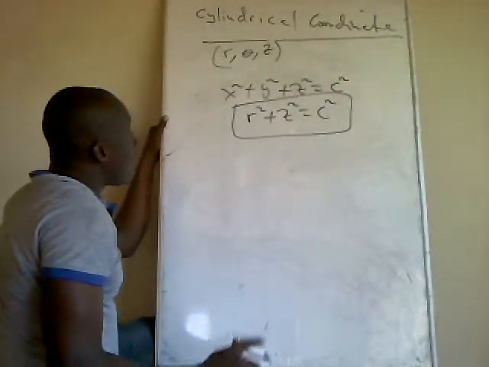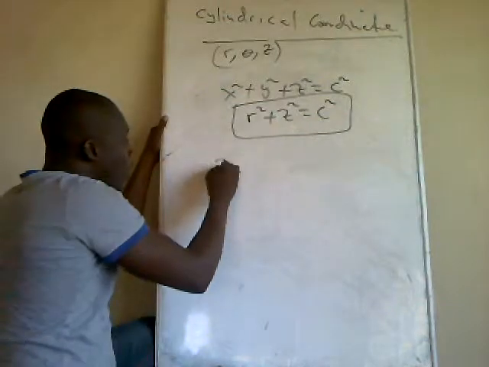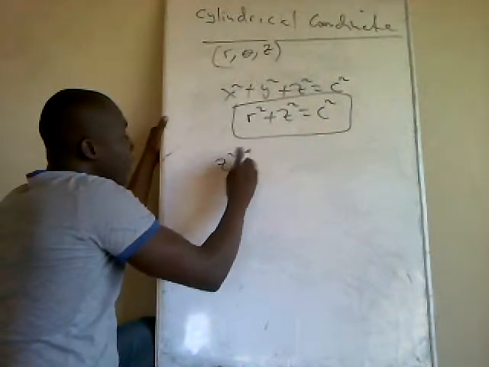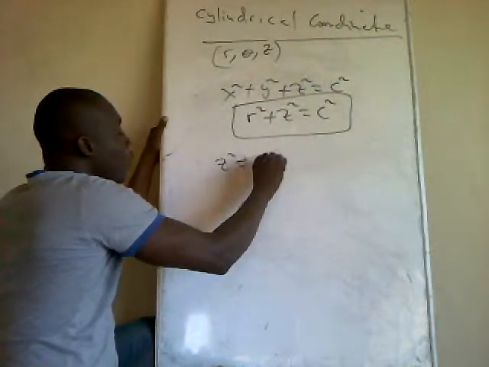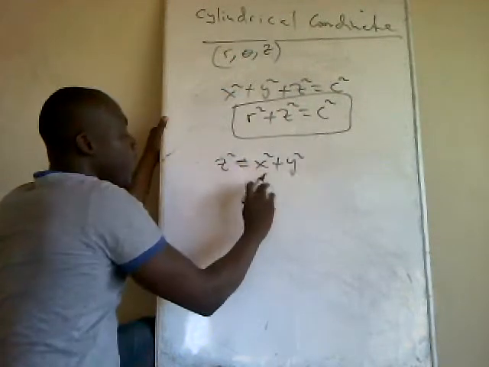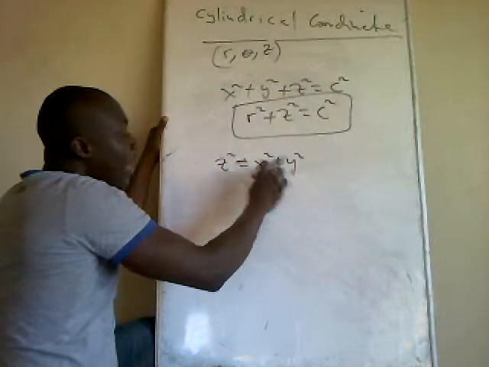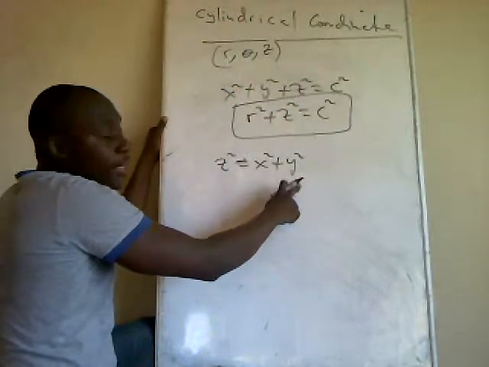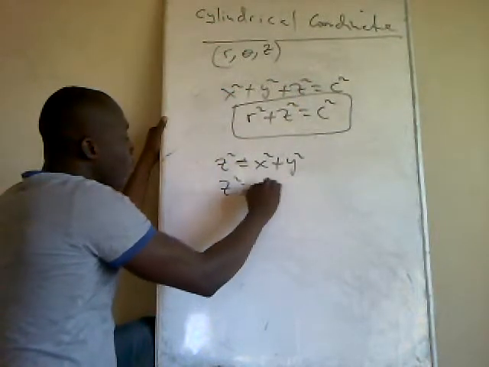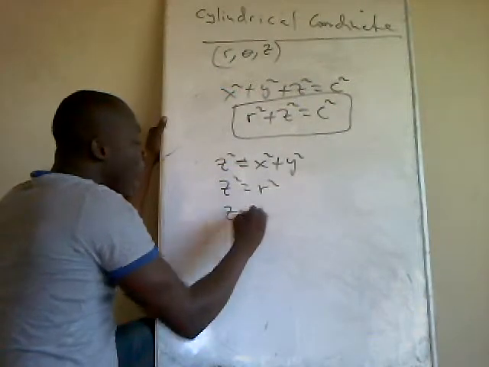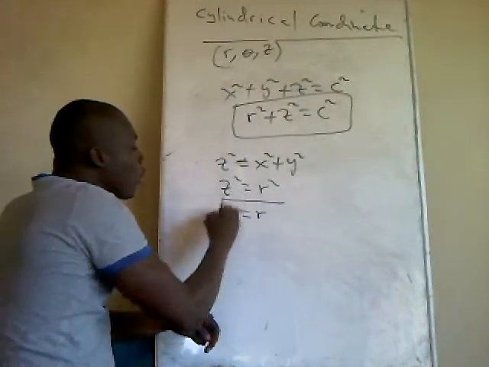We can also talk of the equation of a cone. Remember, a cone is z squared is equal to x squared plus y squared. In place of x squared and y squared, we can put r squared, right? So z squared is equal to r squared. So z is equal to r is the equation of a cone in cylindrical coordinates.